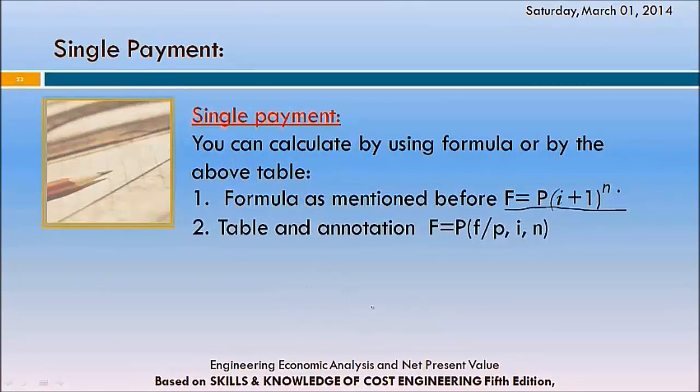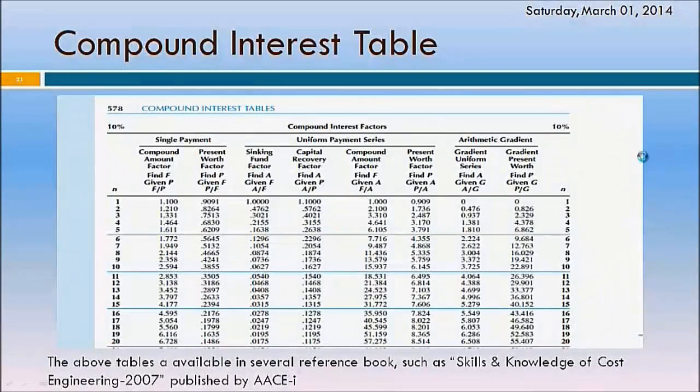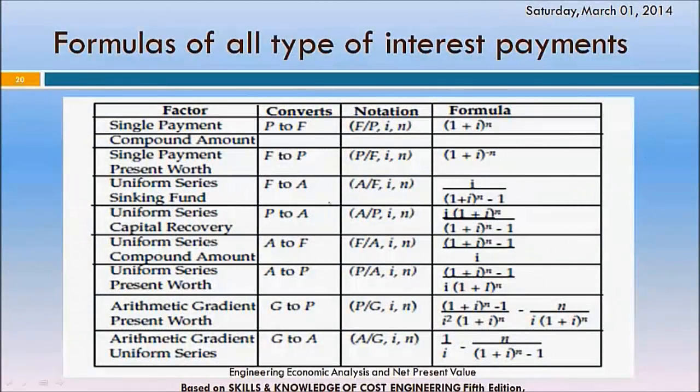Before, we also wrote the equation of single payment, which is very simple. F equals P, open bracket, the interest rate plus 1, close the bracket, to the power n, where n is the number of periods. Let us roll back. We also showed before the different types of equations for different types of interest, and we said it's up to you how you want to calculate.